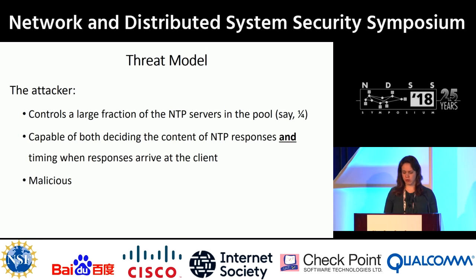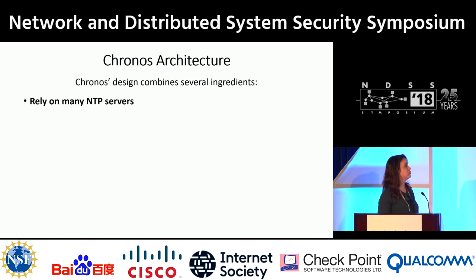So in order to prove how we protect NTP, we should define our threat model. We consider an attacker that has full control over a large fraction of NTP servers, say a quarter. We assume that he is capable of deciding both the content of the NTP response and the timing of when this response is going to arrive at the client. And of course, we assume that he is malicious and tries to shift the client's time as much as possible.